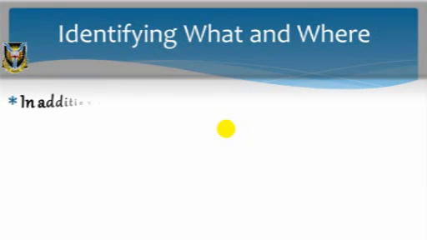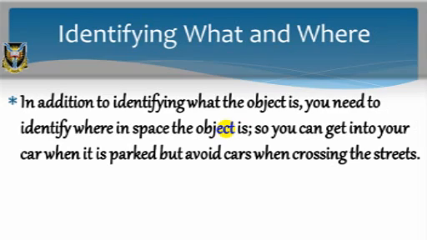In addition to identifying what the object is, you need to identify where in space an object is, so you can get into your car when it is parked but avoid cars when crossing the street.